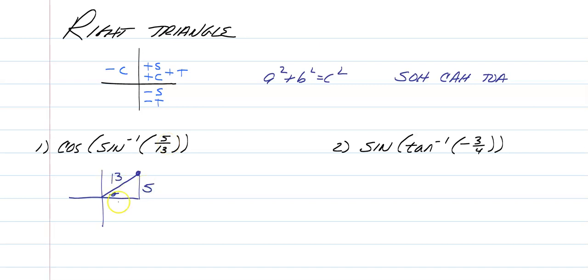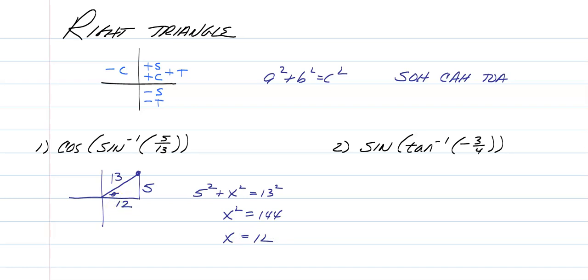And now we just need to find what the adjacent side is by using the Pythagorean theorem. 5 squared plus x squared is equal to 13 squared. Subtract to get x squared by itself, so 13 squared minus 5 squared is 144, which means x is equal to 12. So this side down here is 12.